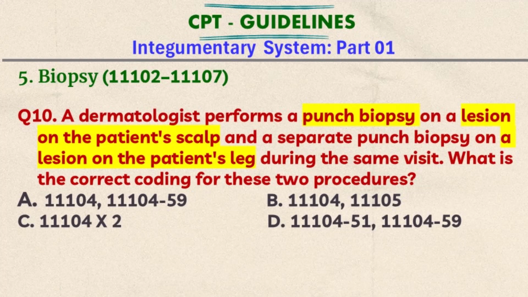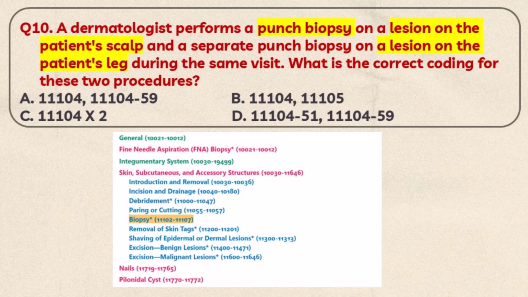So here you have to highlight this is a punch biopsy, the lesion on a patient's scalp and a lesion on a patient's leg. You can use the elimination method in the exam, but for the learning purpose, you can use the contents method or the index method. If you use tabs for the CPT, you can directly go to the integumentary system table of contents. There you can directly see the subsection skin and subcutaneous, then biopsy. The code range is here, so you can directly go to the code range.